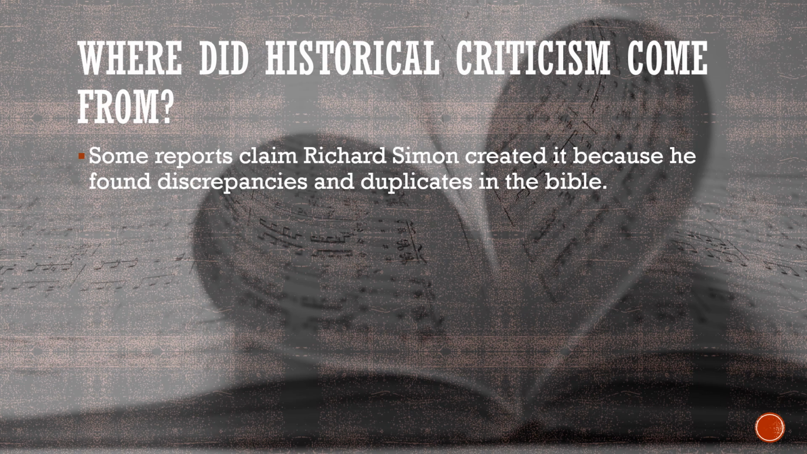So, where did historical criticism come from? Some reports claim Richard Simon created it because he found discrepancies and duplicates in the Bible.